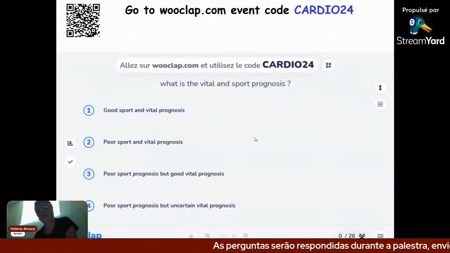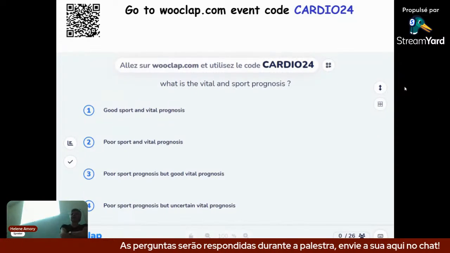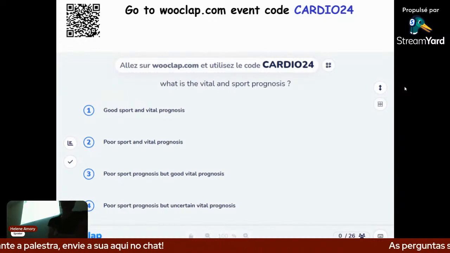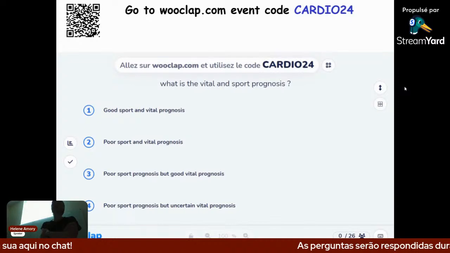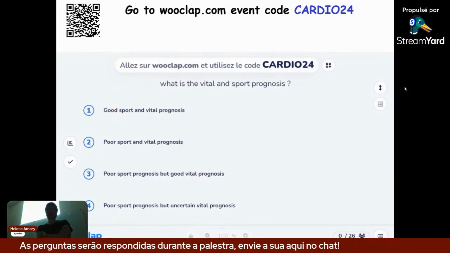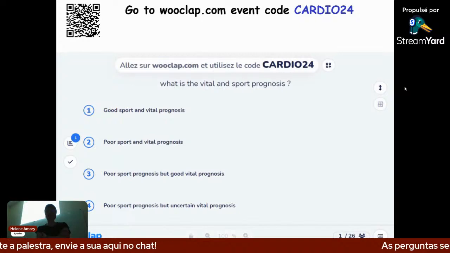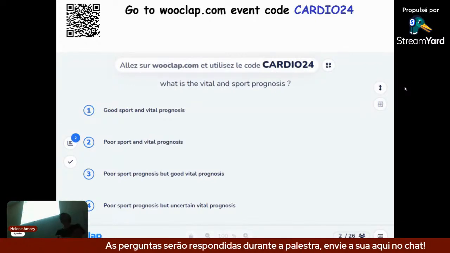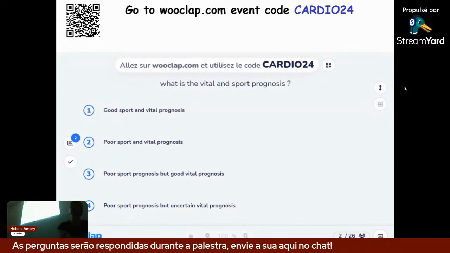And then if the owner asks for a vital and sport prognosis, let's see for the sport. What is your prognosis for this horse? Is it good for the sport and for the vital prognosis? You will say, poor sport prognosis and poor vital prognosis, or a poor sport prognosis but a good vital prognosis, or a poor sport prognosis but uncertain vital prognosis. What would you suggest to the owner?